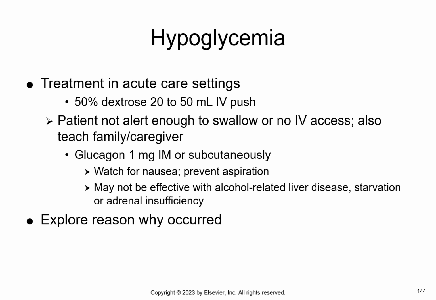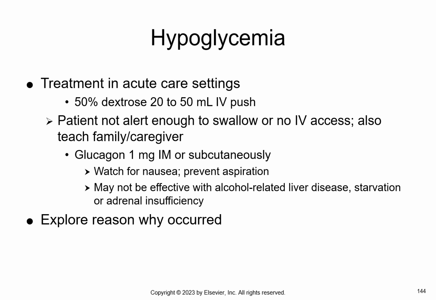Nausea is a common reaction after glucagon injection. To prevent aspiration, if vomiting occurs, turn the patient on the side until they are alert. Patients with minimal glycogen stores will not respond to glucagon. This includes patients with alcohol-related liver disease, starvation, and adrenal insufficiency.